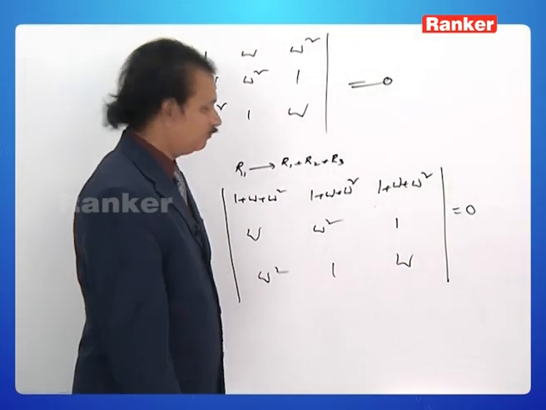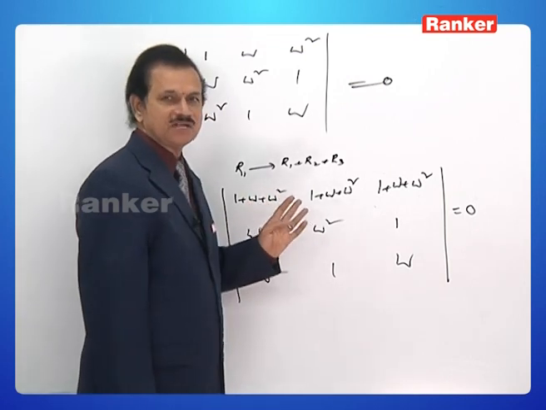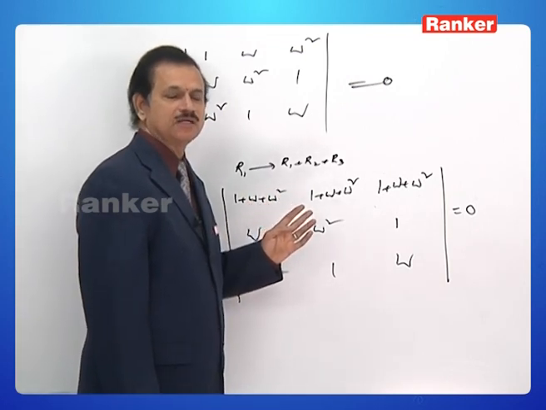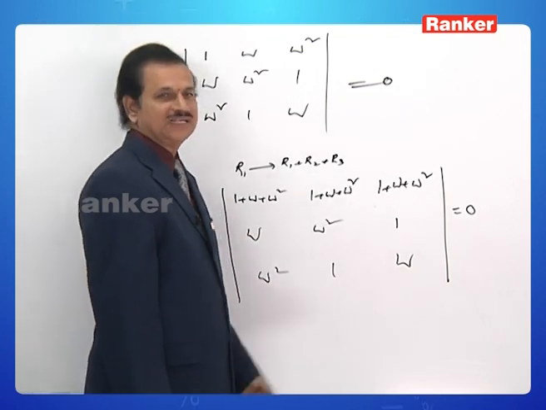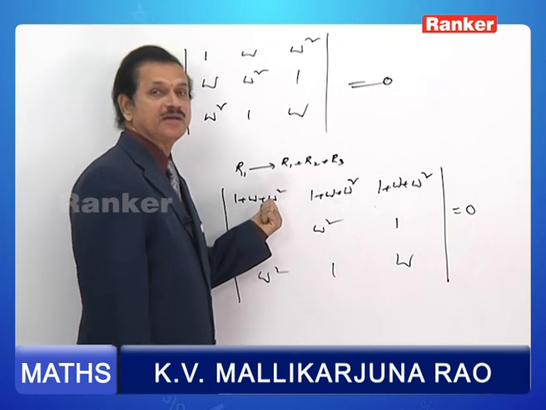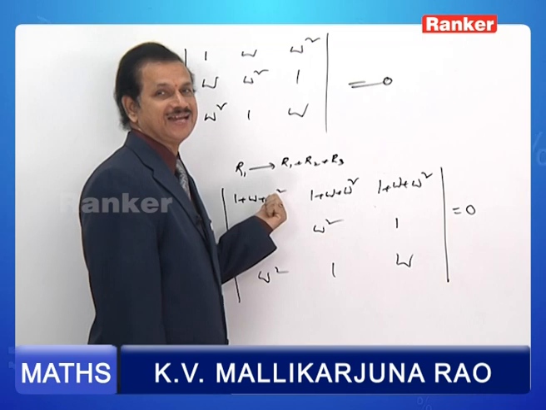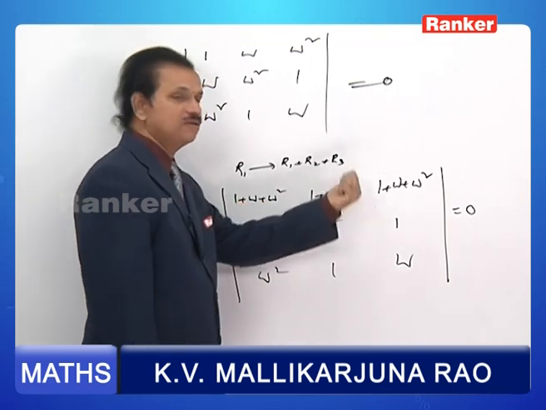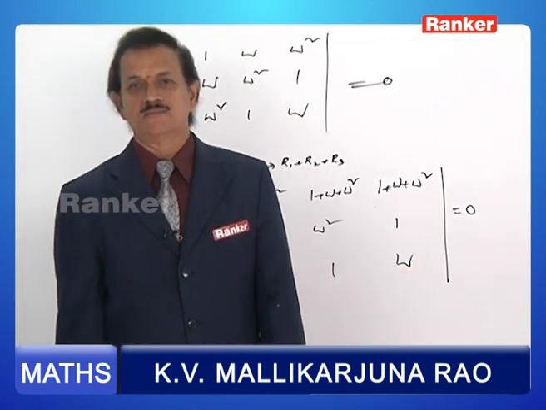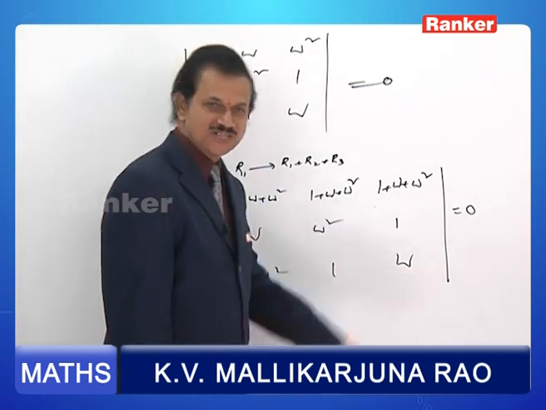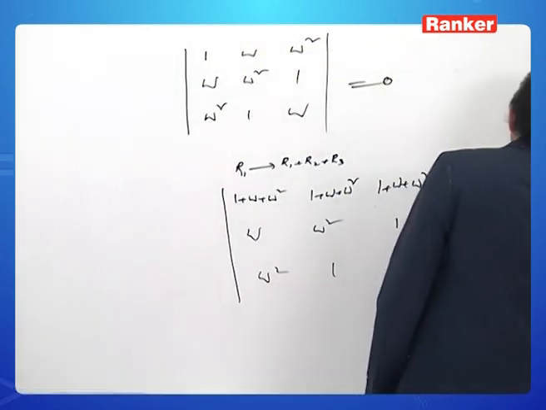Why is it 0? All the elements of the first row are zeros. As omega is one of the complex cube roots of unity, this is 0, this is 0, this is 0. This is the basic property of omega, isn't it? We can easily recollect it. So 0, 0, 0, hence all the elements in the first row are becoming 0, hence the value of the determinant gets 0 as the value. Well done.